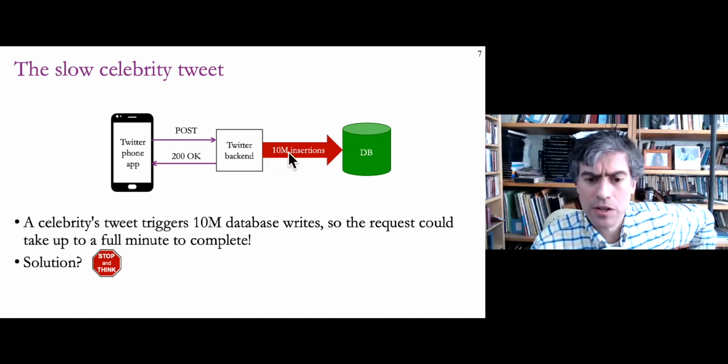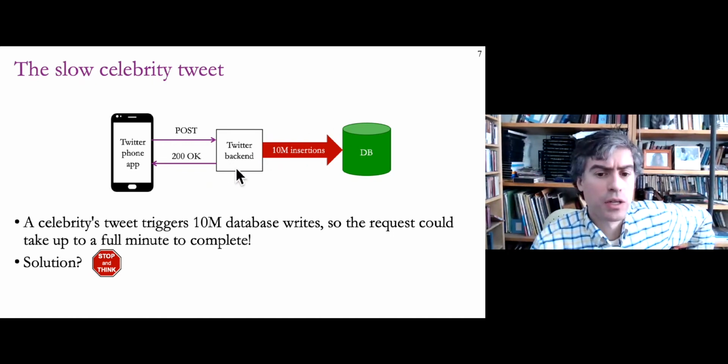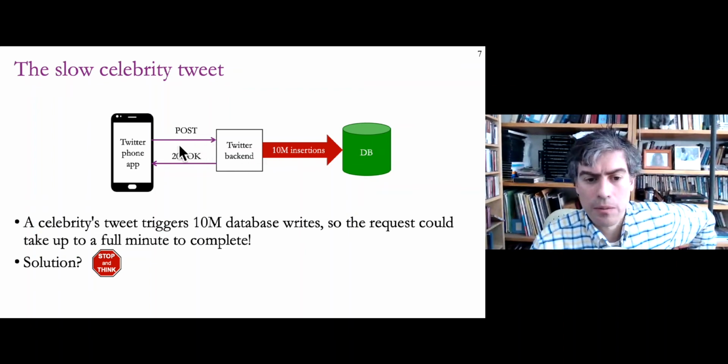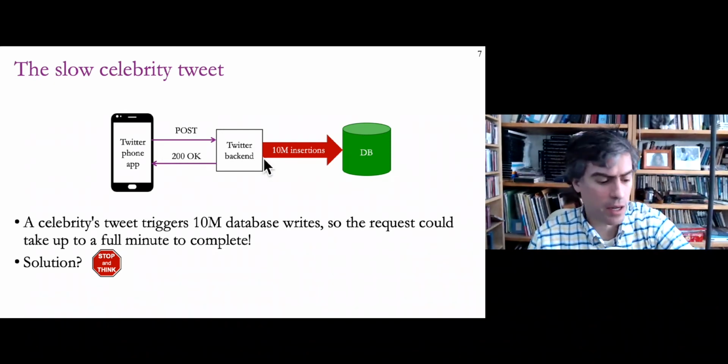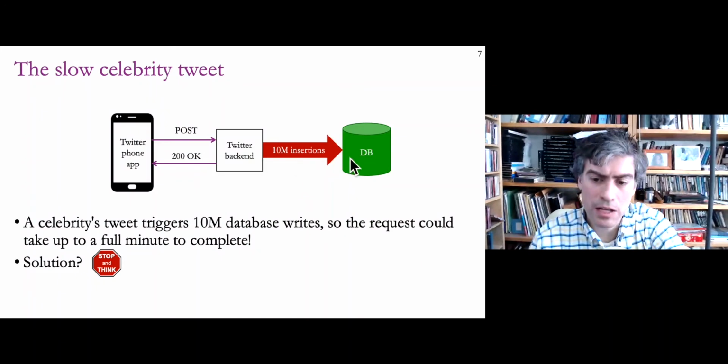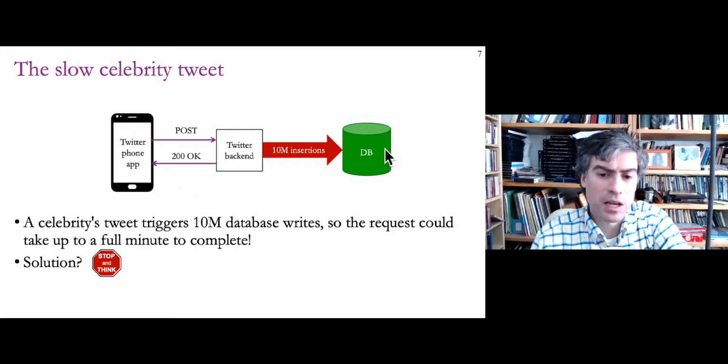That operation has to finish before the tweet is truly published, right? So in a simple design, the backend accepts the request. It goes through a loop, or maybe it can parallelize it on multiple threads or across multiple machines. But anyway, it has to do a lot of work in the database, and when it's done, it can give a 200 OK.